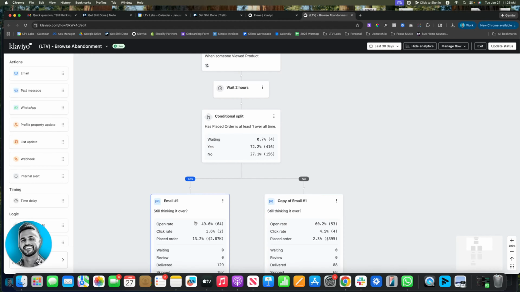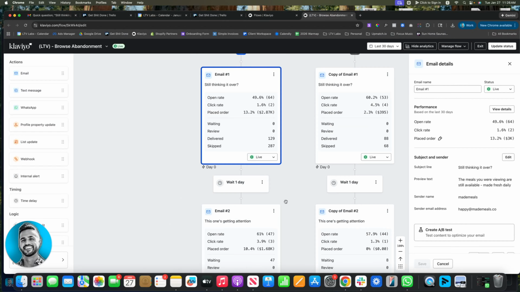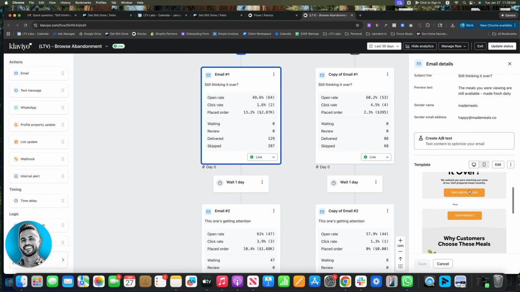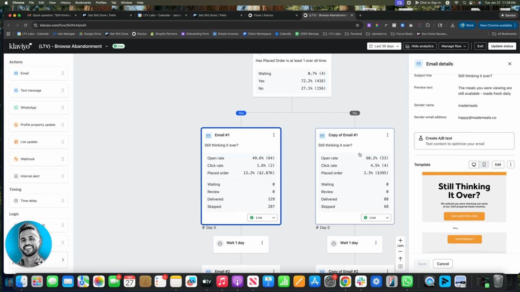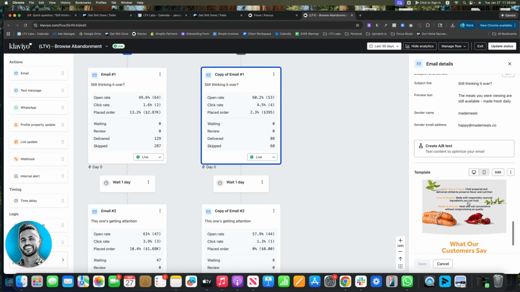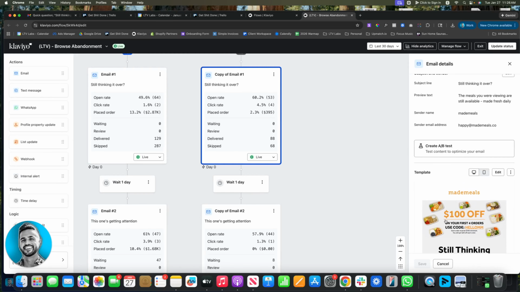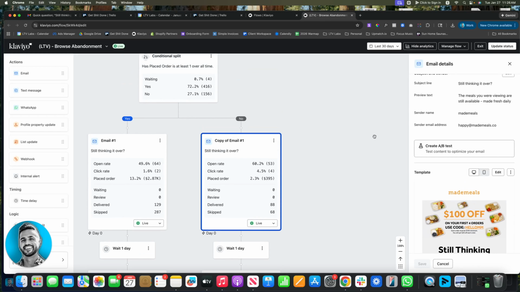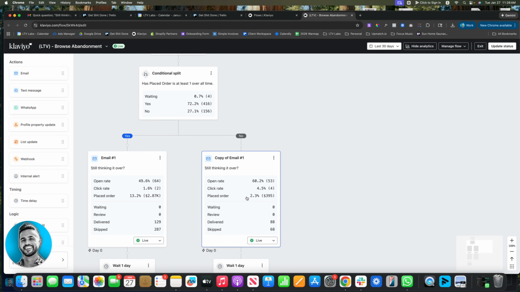So basically these two emails right here. Email number 1 looks like this: still thinking it over, dynamic block, etc. And then this email right here is the same exact thing. The only difference is that we're reminding them of the $100 off welcome discount, because we want to incentivize people. Basically, if they've never placed an order with your brand, we want to further incentivize them with that welcome offer, the $100 off. So that's the reason why we have the conditional split in the first place.